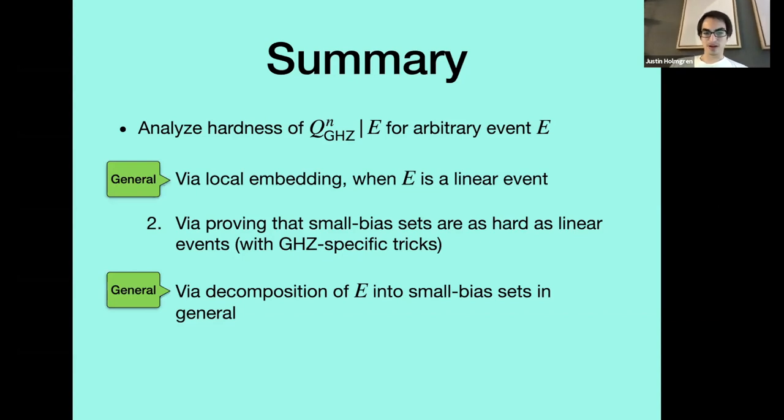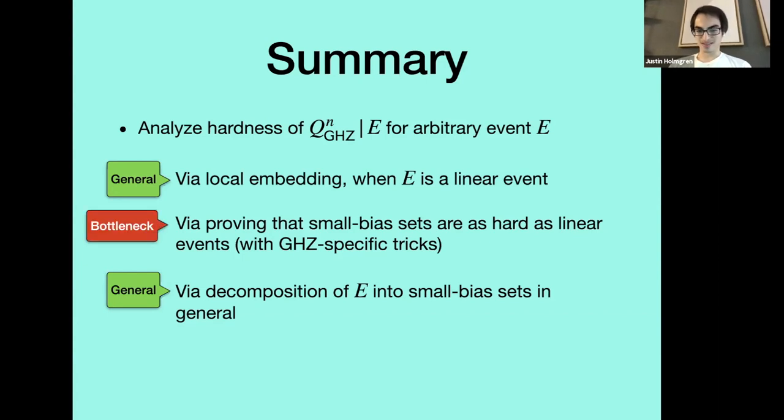So just a couple of comments: the first and the third steps seem to be quite general. For handling linear events, I think that works for any query distribution that is uniform over some linear subspace. It doesn't have to be the particular GHZ query distribution. And this decomposition of an arbitrary event into small bias sets also seems to be quite general. Maybe it's even applicable to other types of pseudo-random distributions, not just small bias sets. But it certainly doesn't rely on anything about the underlying query distribution.